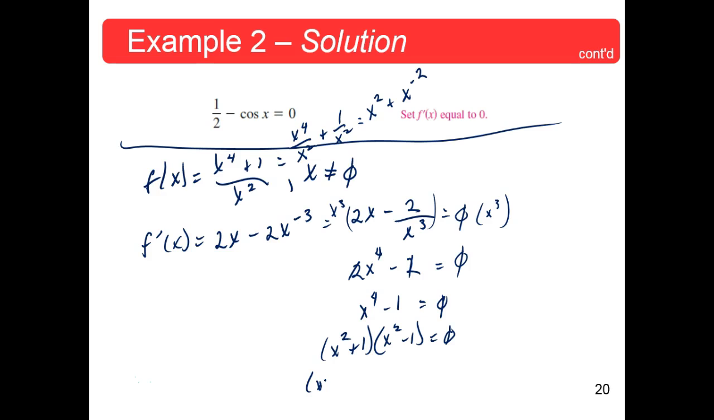X squared plus 1, will that factor? No. X squared plus 1 never will factor. Sum of two perfect squares never will factor. But how about the difference of two squares? What would that be? Okay. Now, what zeros do you get here? X equal -1 and x equal 1.